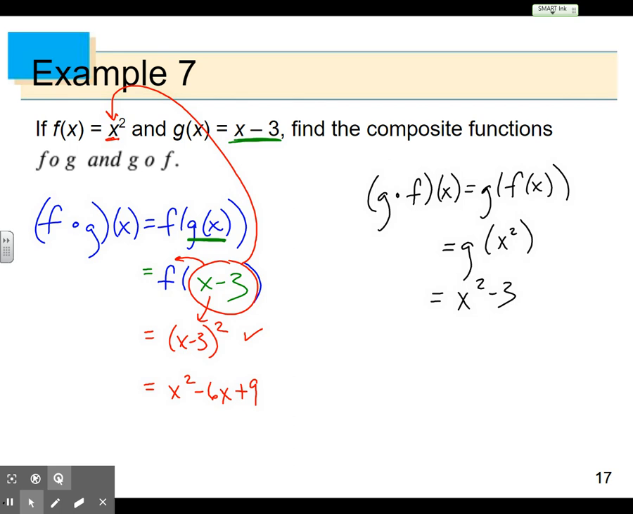Yeah. You got the easy one, all right? You didn't have any expansion to do, but yeah, it's just plugging it in reverse. Hopefully you got x squared minus 3.